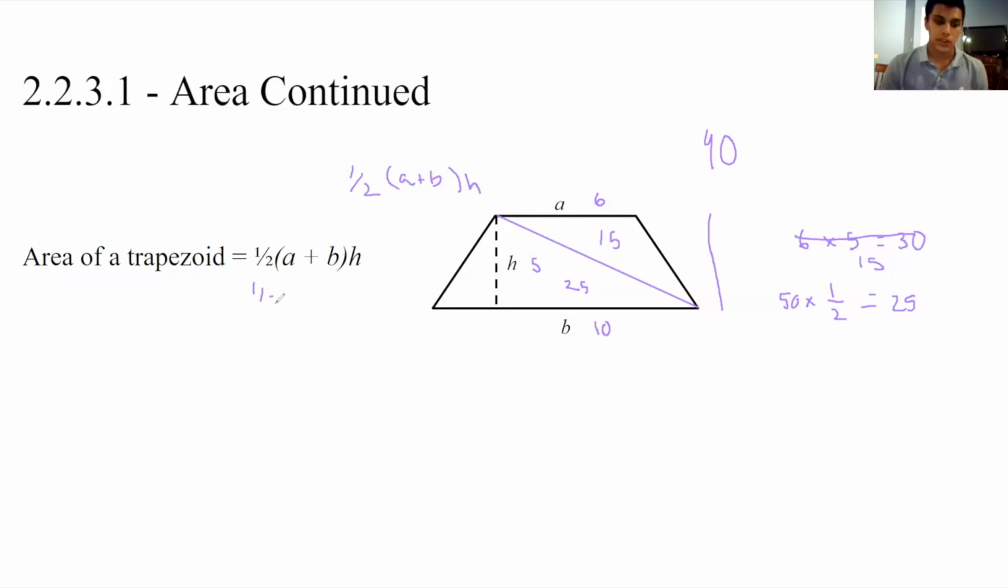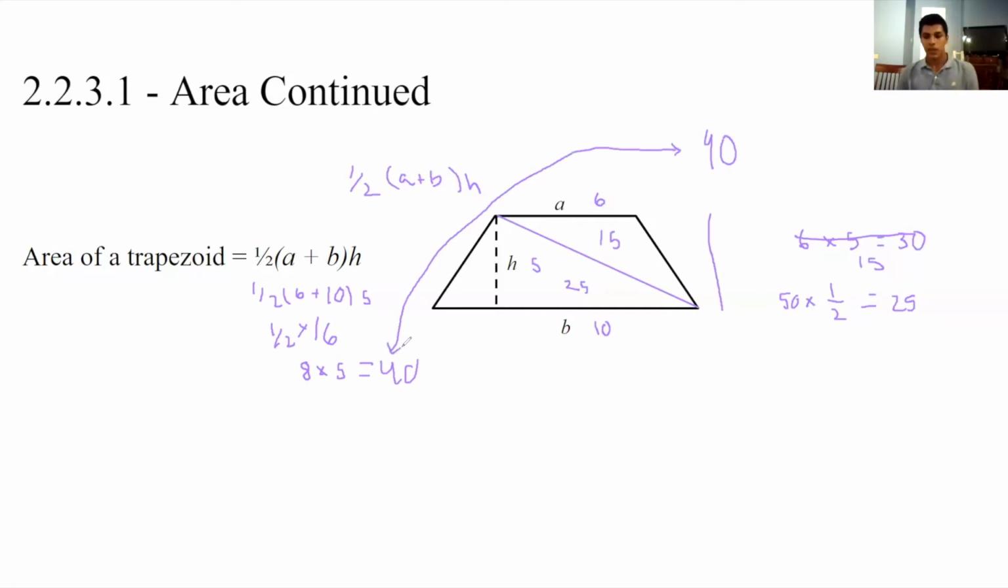then it would give me 1/2 times, and then a is 6, plus 10, and then times h, which is 5. Well, first I'm going to simplify 6 plus 10, which is 16. And then I'll multiply that by 1/2. So 1/2 times that, and that gives me 8, because 1/2 of 16 is 8. And then I still need to multiply by 5, which is my height. And 8 times 5 also gives me 40, which, if you remember, is the exact same area of the trapezoid as when I did it into 2 different triangles.